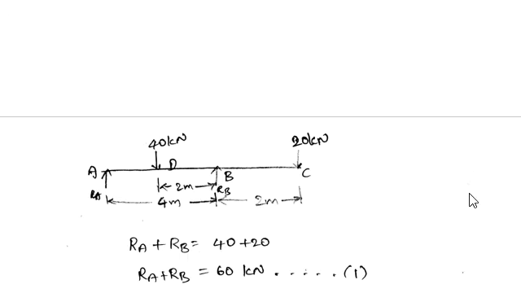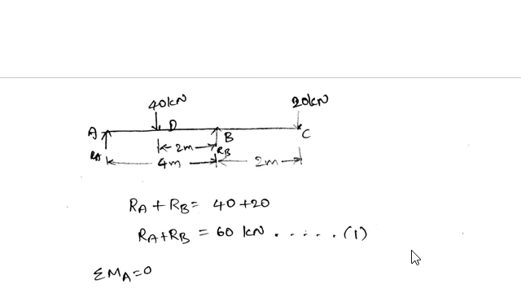So first of all, find out the reaction forces at A and B. We are taking RA and RB as the reaction forces at A and B. The sum of upward forces must be equal to the sum of downward forces for the equilibrium of the beam, so we can write RA plus RB is equal to 40 plus 20. That is, RA plus RB is equal to 60 kilonewtons, and the sum of the moments about any point must be 0. This is also to keep the beam in equilibrium.